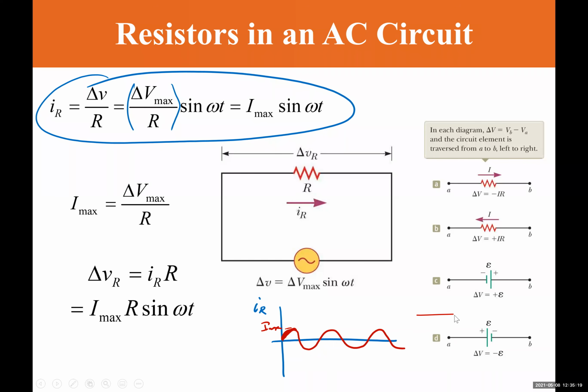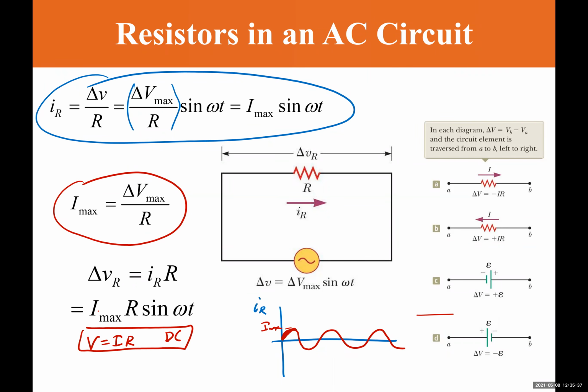Okay. So here you can see that, again, we always represent maximum current as delta V max over the resistance. And from here we get the value. That means Ohm's law, where V was equal to I times R, which was for the DC circuit, can now be modified into I max times R times sine of omega t. Because what we have here is basically for the AC source.